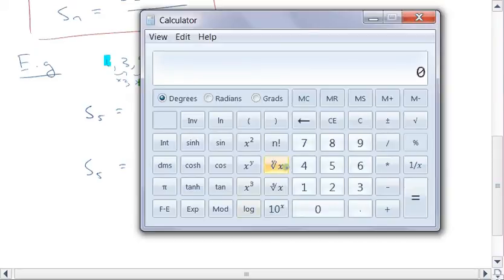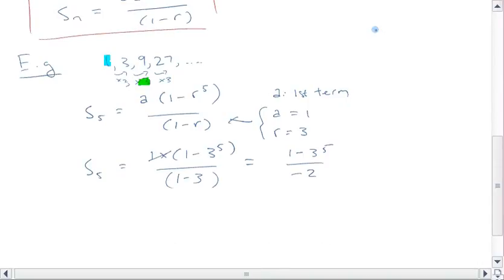So let's work this out. 1 minus 3 to the power of 5 was the numerator, and then divided by negative 2. That's 121. So this whole thing works out to 121. Now you could go back and do the same thing for some other value of n. Rather than do that, I'd like to go back in and just put n in and then try to simplify that. We won't be able to simplify it very much, but let's just do it for practice.